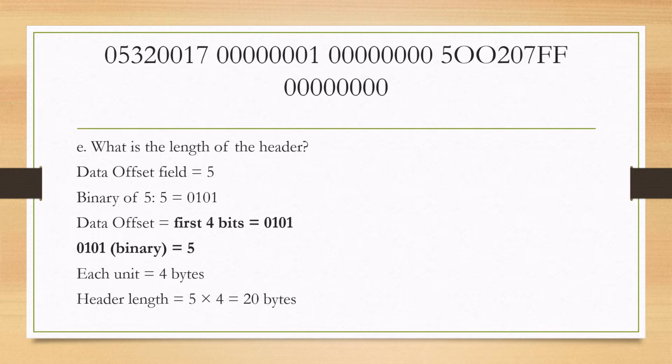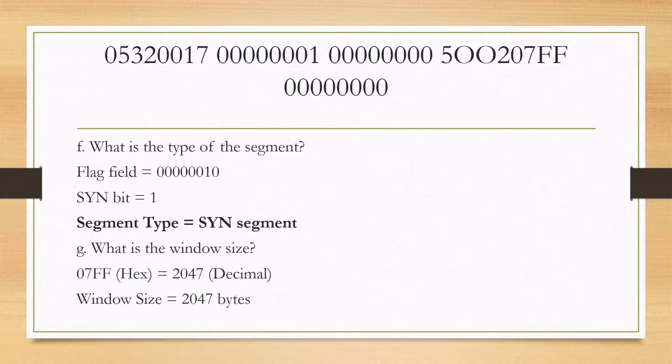Now the next is, what is the type of segment? Here after this, 5002 is there, right? This one is not completely done yet.